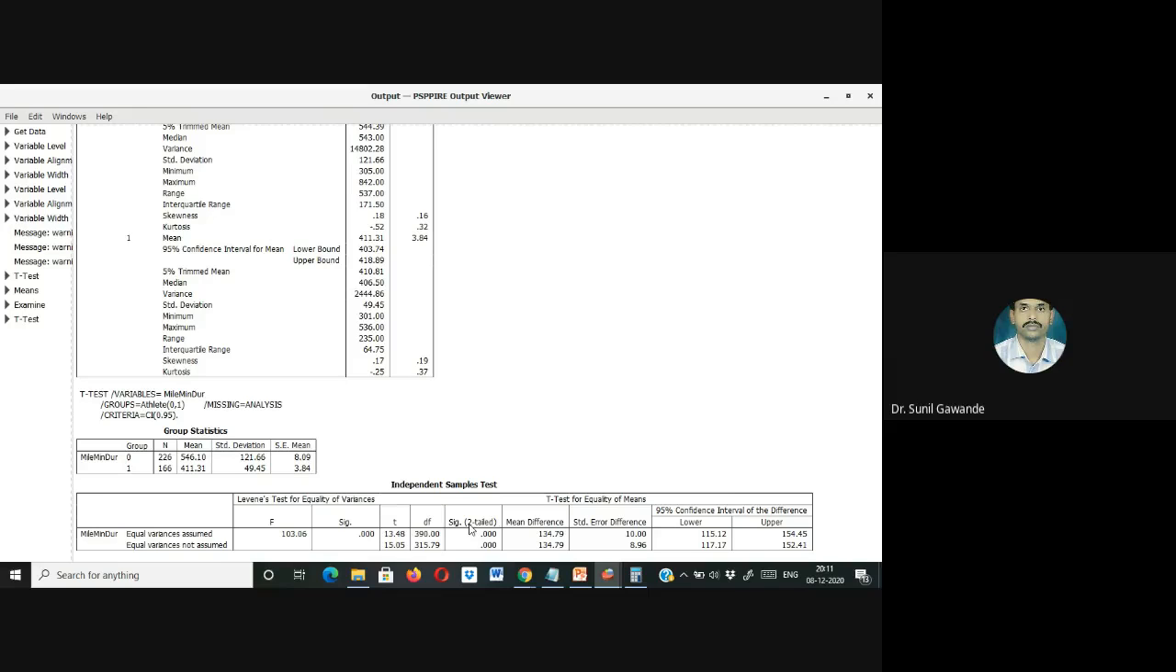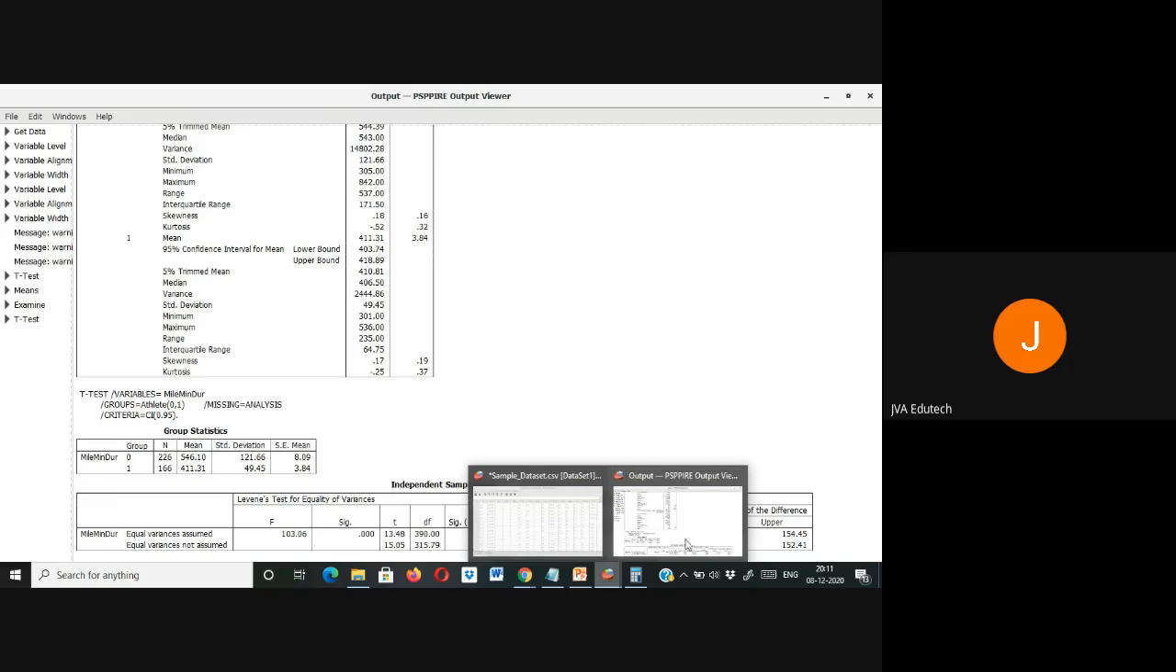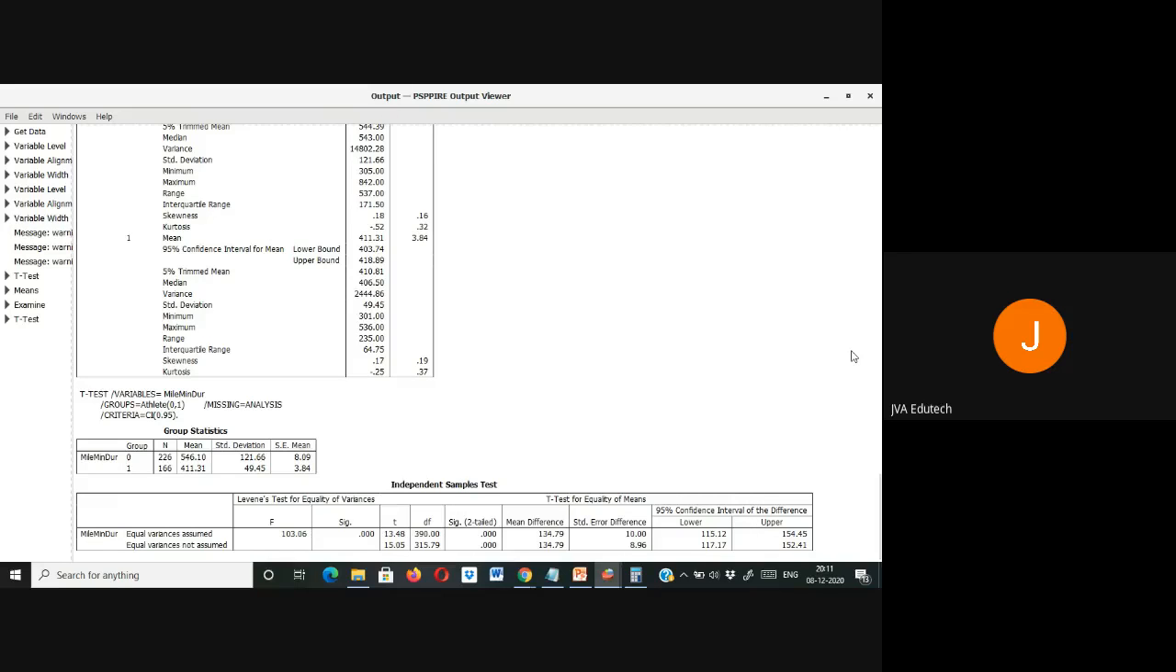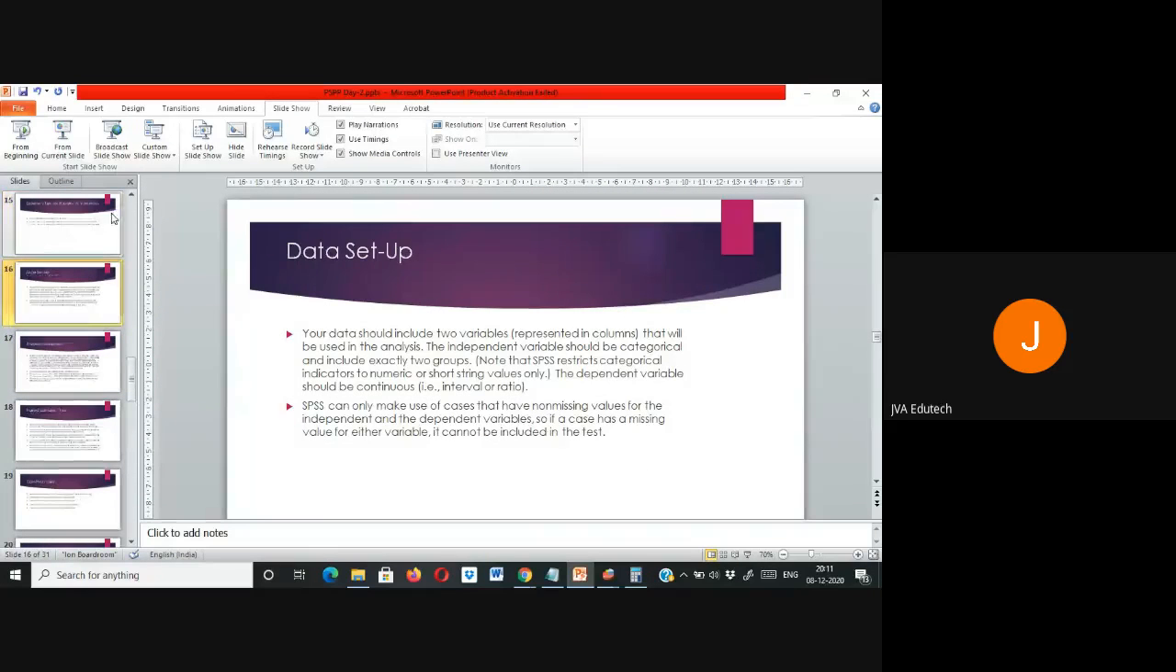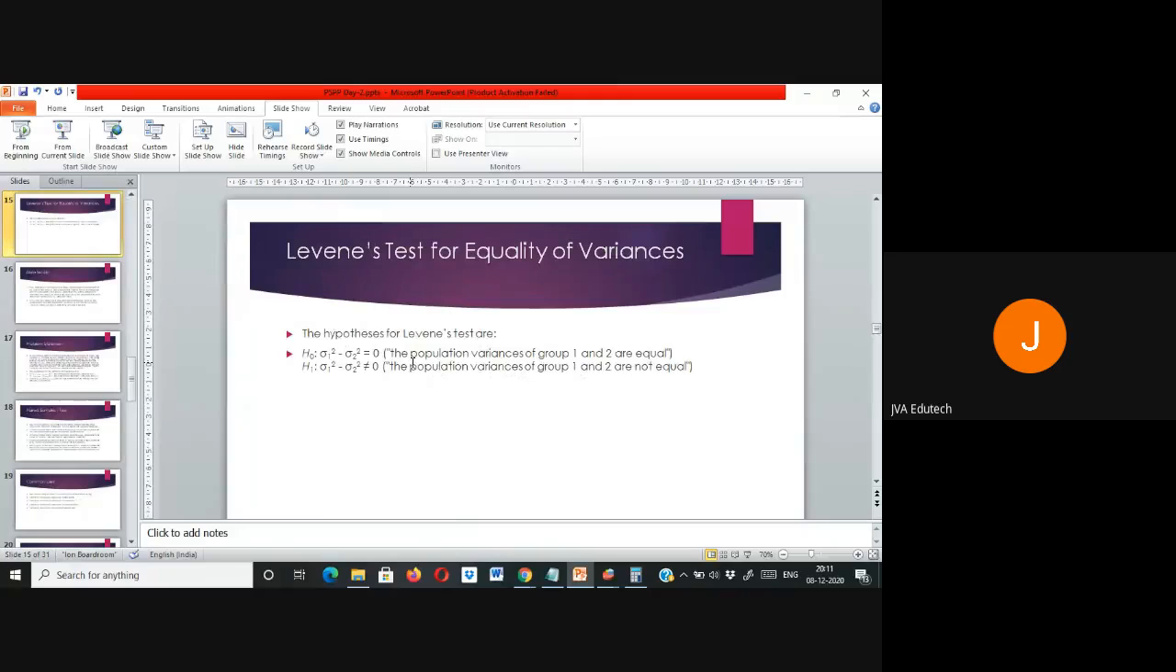So we take equal variances assumed because, if we have to do all this guesswork, then why have we gone for framing a hypothesis for the Levene's test? We have already framed a hypothesis. If you could see, here we have assumed, here we have taken the variances, equality of variances or not, the two hypotheses.